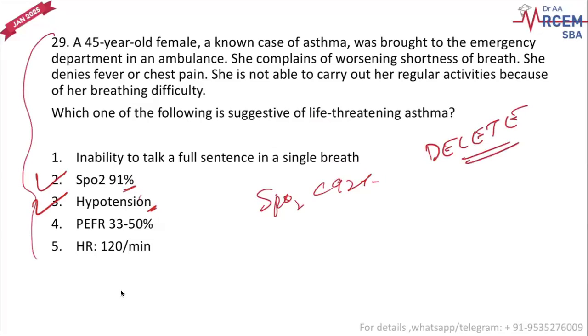They delete it, and out of 180, it becomes 179. So few of the questions get deleted for this particular reason in the exams, where they might have thought something, or there might be a typing error, and eventually they realize it. So eventually they remove the question itself. So both SpO2 and hypotension is the right answer here.